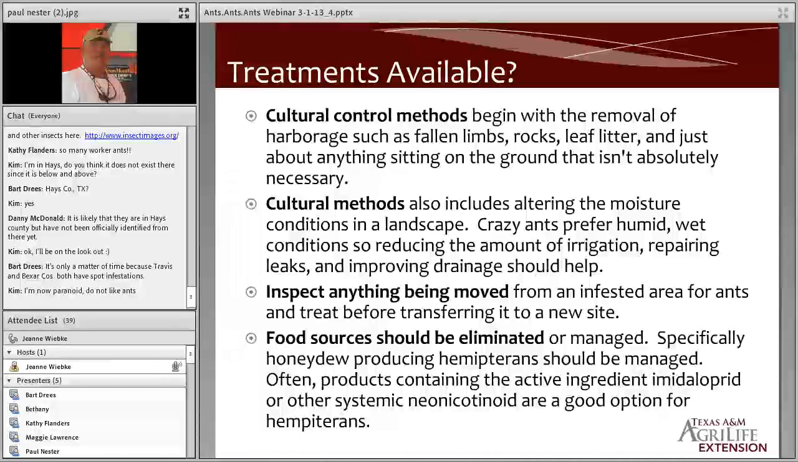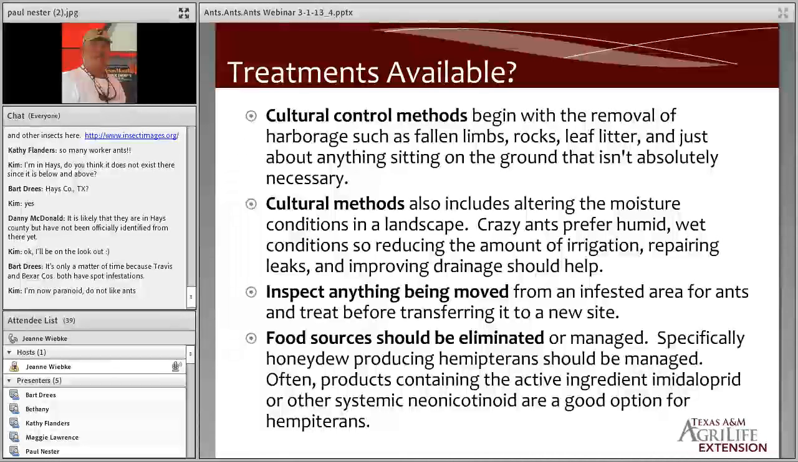Okay, this ant also, it may be important that because of the landscaping and their attending of these honeydew-producing insects, you might have to severely prune or remove landscape until you get this ant controlled. You might also want to alter the moisture condition of the landscape, not water your grass as much, repair any type of leaks you might have. They do prefer humid, wet conditions, so reducing any type of irrigation and repairing leaks can help in keeping the population down. You want to inspect anything being moved.